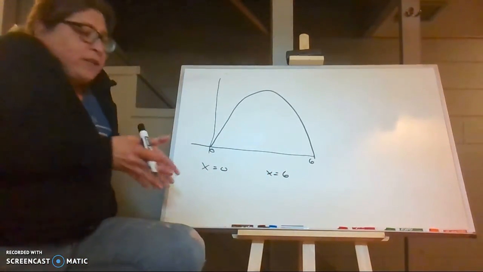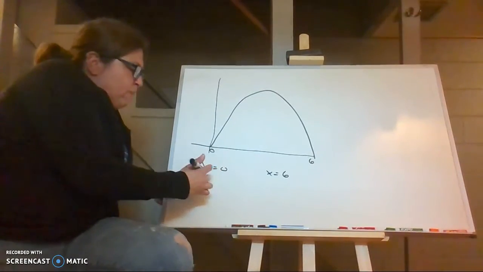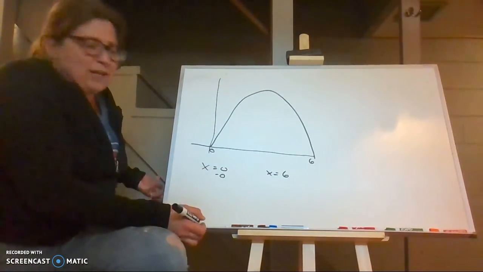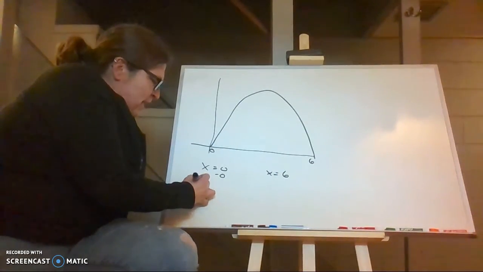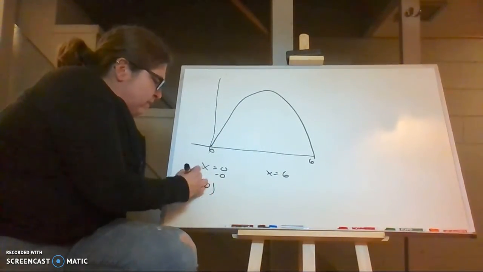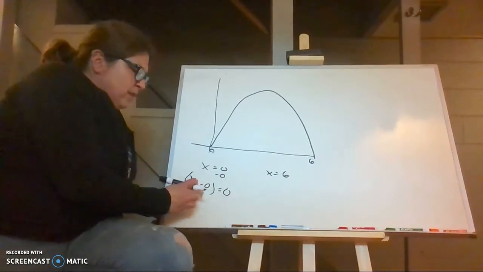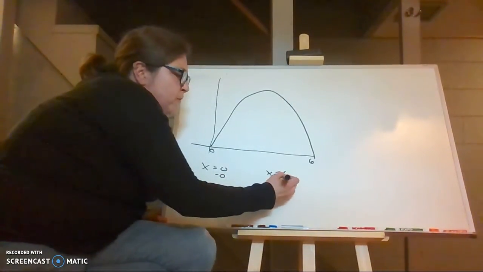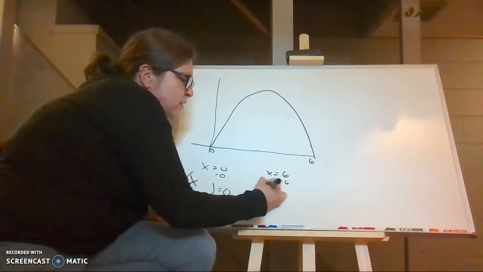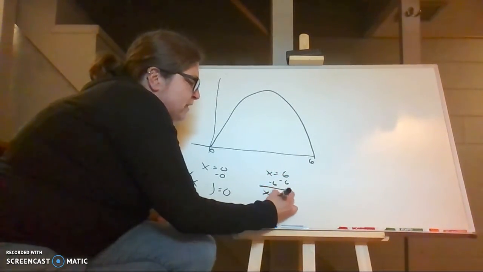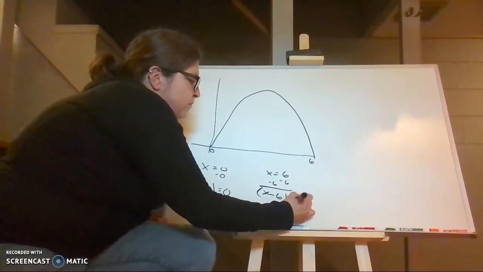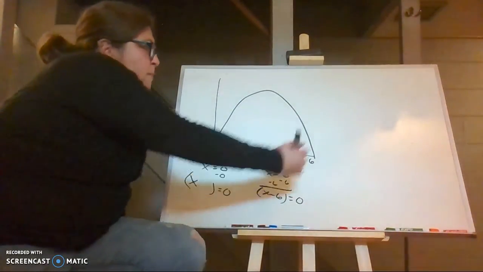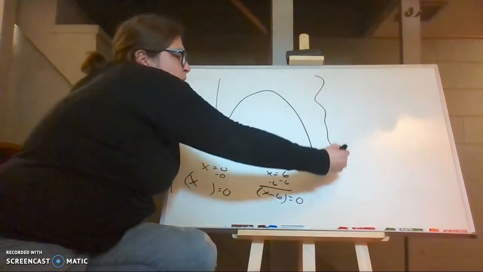Again, I keep working like I did before. I want to move everything back over. So I'm going to move the 0. It doesn't matter if you add or subtract it because it's 0. So I'm going to have x minus 0 equals 0, and you don't really need that 0. But over here, when I move this 6, I'm going to have x minus 6 equals 0. This turns right back into the last problem.